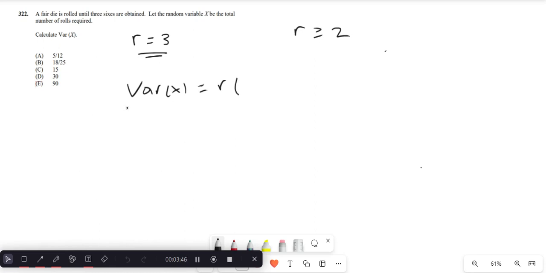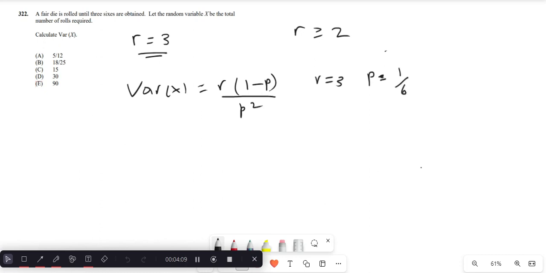is simply equal to r(1 - p)/p². What's the probability of getting a success in this case? We just said that r is equal to 3, but what's the probability of me getting a success? Success in this case is getting a 6, so that's simply 1/6.